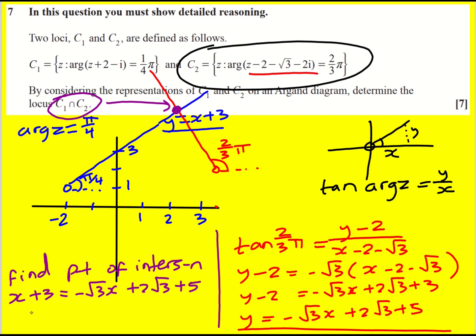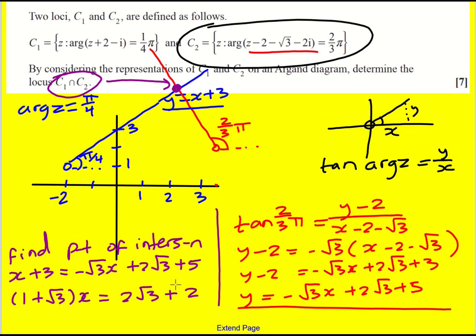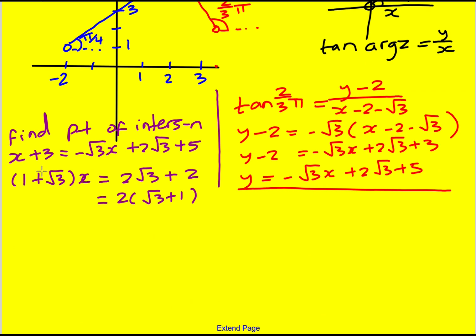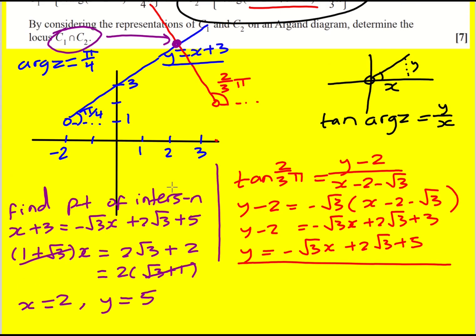I can add root 3x on and then factorize out the x. So 1 plus root 3 times x is going to equal 2 root 3 plus 2, which in fact is 2 lots of root 3 plus 1. And if I divide through by that root 3 plus 1, we simply get x equals 2. And from that, y is going to equal 5. And that's my coordinate. Okay, I didn't do a bad job of my sketch, actually.